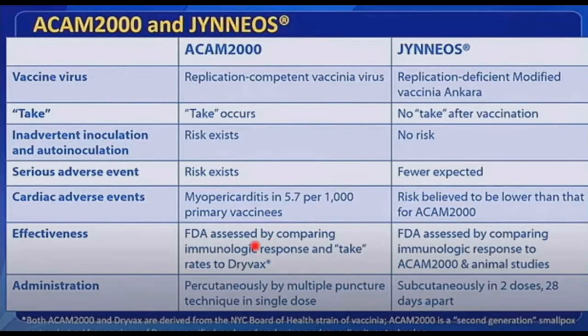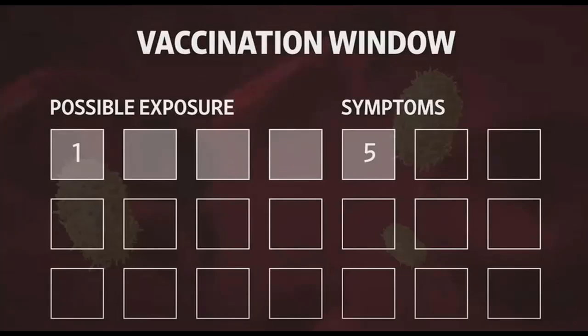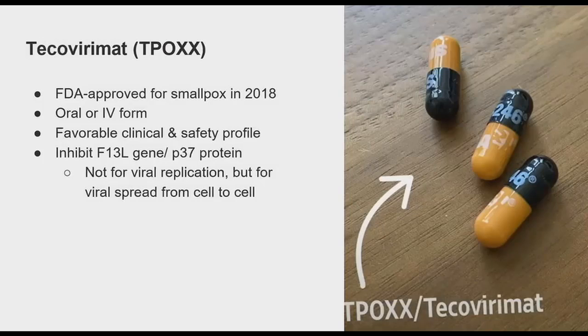For the effectiveness, the FDA assessed by comparing immunologic response and take rate to Dryvax. Actually, for the current outbreak, we do not have much data to compare the effectiveness of these two types of vaccines. If you have possible exposure, you can get a post-exposure vaccination within 4 days. That is effective for prevention.